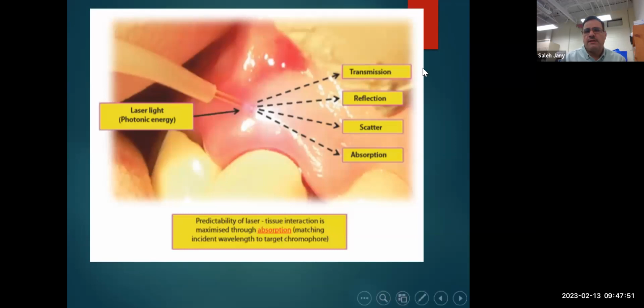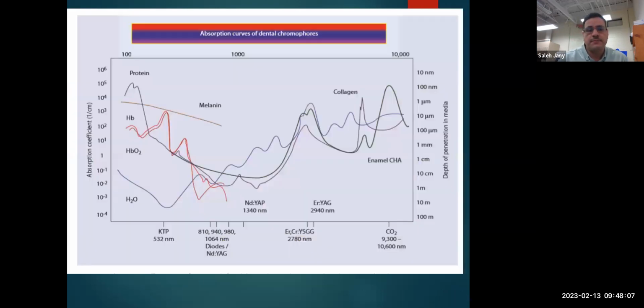So the laser light can be transmitted, reflected, scattered, or absorbed. The best thing is absorption. It is the main effect, and we can do a lot of procedures when we do absorption. This is very important to know, which laser you're going to use.